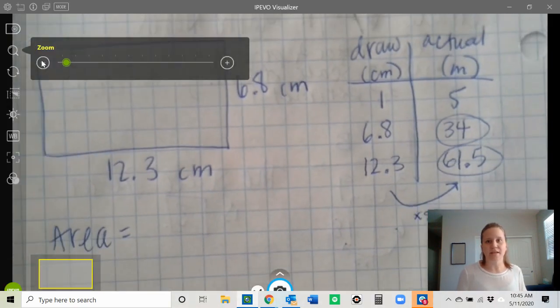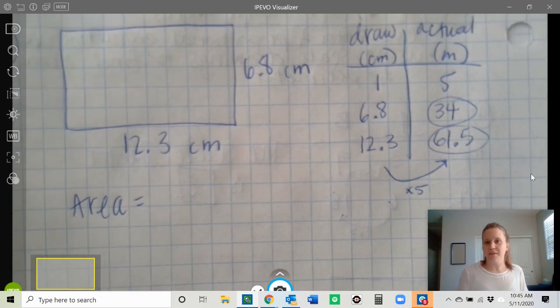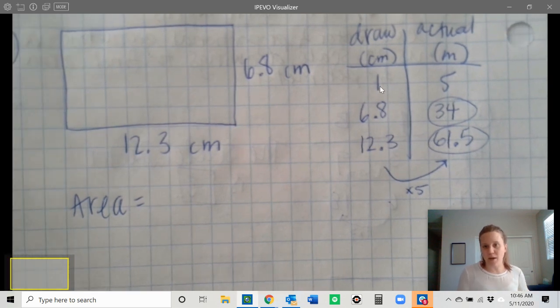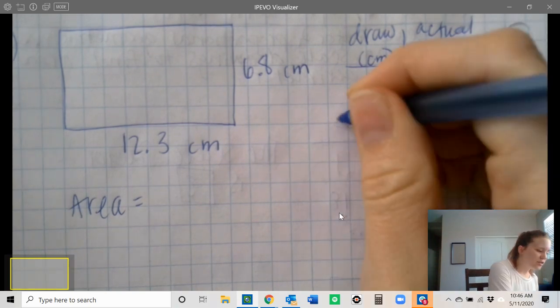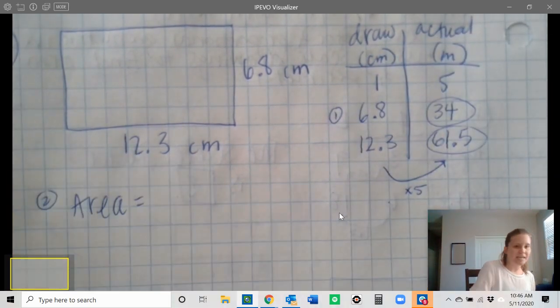So I was able to figure out, using my ratio table, that if 1 centimeter equals 5 meters, then 6.8 centimeters was equal to 34 meters. I just used the scale factor times 5. Same thing with 12.3 became 61.5. Notice I'm not finding the area of the scale drawing. Instead, I'm finding the new lengths first. Once I have the new lengths, this is my actual parking lot dimensions, I'm going to then find the area. So first step is new lengths, second step is area.